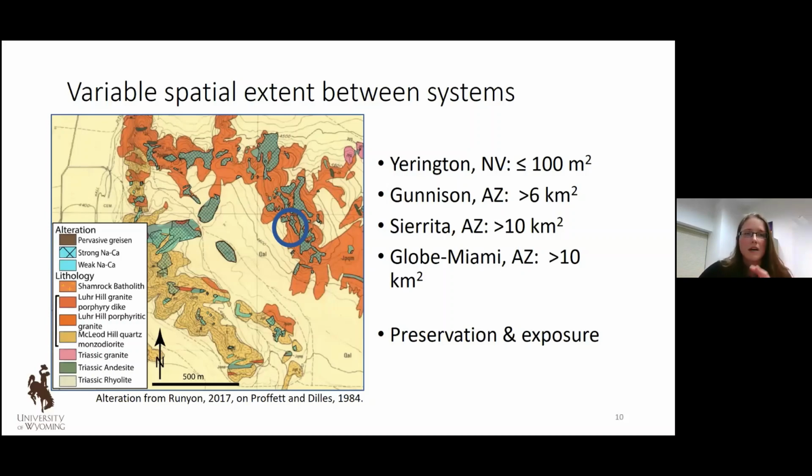When we think about these really variable spatial extents, we always have to keep in mind the only reason we can even see this is because we've gone through so many different stages of extension. So the volumes or the surface area that we're seeing is strongly controlled by preservation and exposure. That said, I think it's very likely that even if we were to get 3D control and be able to better estimate the volumes of this alteration, there's probably a pretty big difference from system to system.